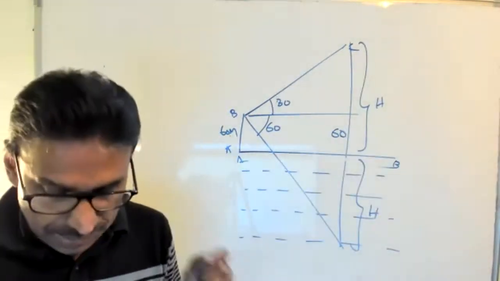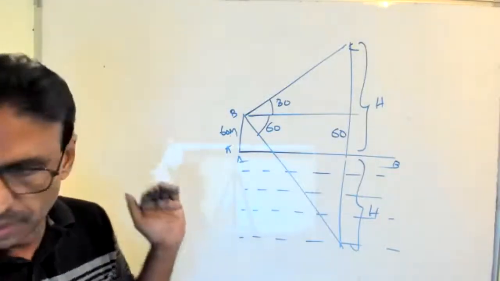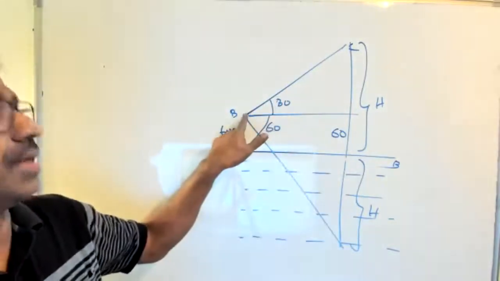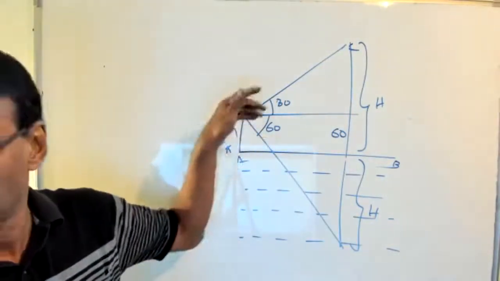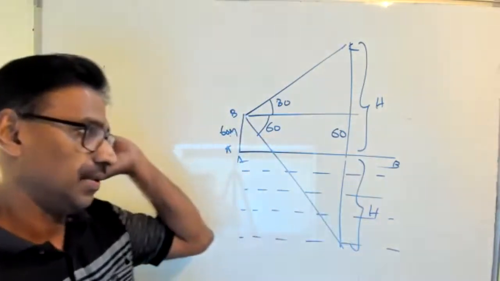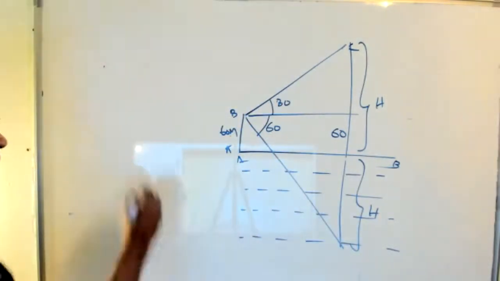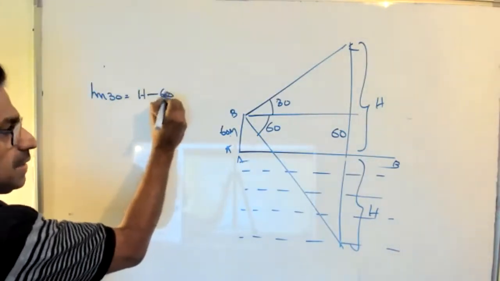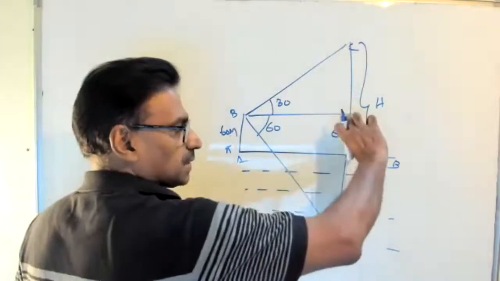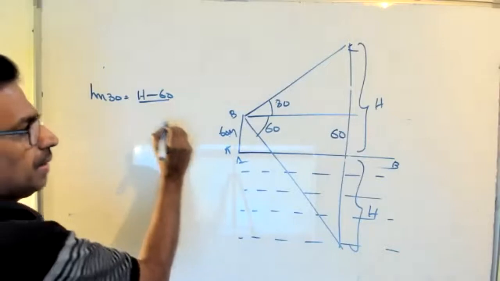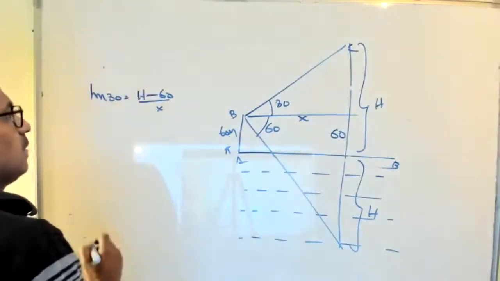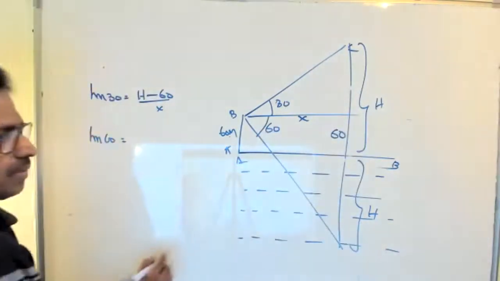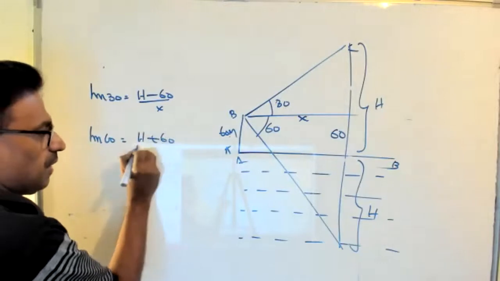Question again. The angle of elevation of a cloud from a point 60 meter above a lake is 30 degree. That means from here it looks 30 degree. Its reflection down is 60 degree. Find the height. Look, tan 30 equals h minus 60, this full h, here 60, so h minus 60 divided by x. Then tan 60 from here is h plus 60 divided by x.